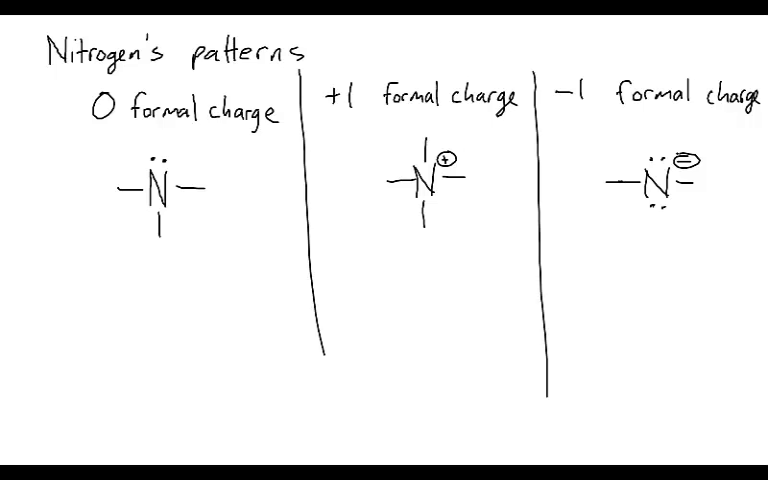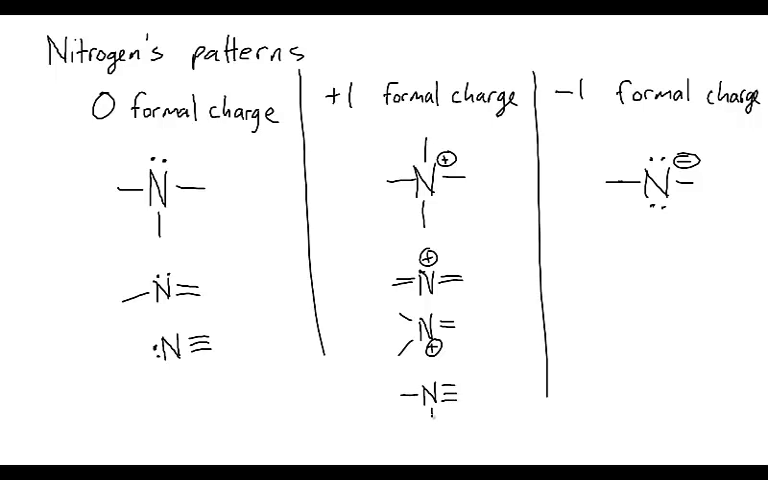Tova. Yep, you could also have double bonds. So for zero formal charge, you could have nitrogen with a double bond, a single bond, and a lone pair. You could have nitrogen with a triple bond and a lone pair. Those both work. Here you could have nitrogen with two double bonds and a positive charge. Nitrogen with a double bond and two single bonds and a positive charge. Nitrogen with a triple bond and a single bond and a positive charge. Yep. So multiple bonds work as well.